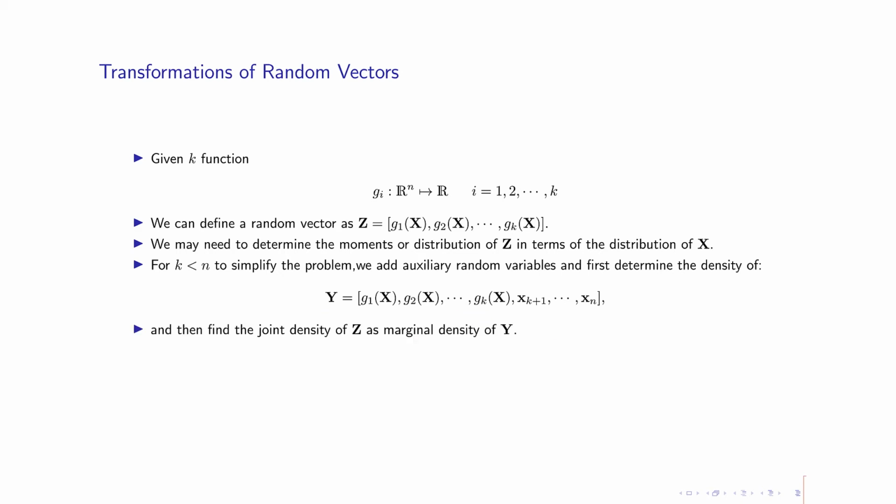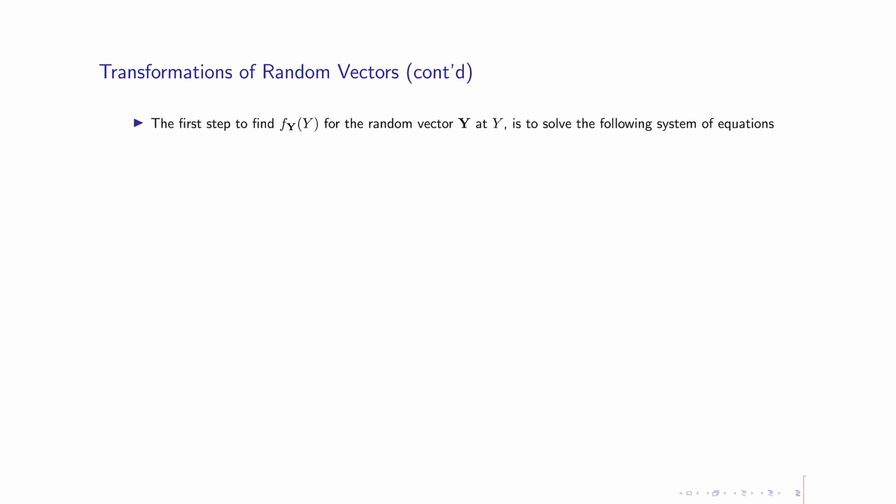So we find the joint distribution of entries of y, so f_Y of y, then we can eliminate some of the entries of y, which are these ones, and find the joint density of z. So this is the trick that most people apply. The first step is to find the density of the random vector y at y.